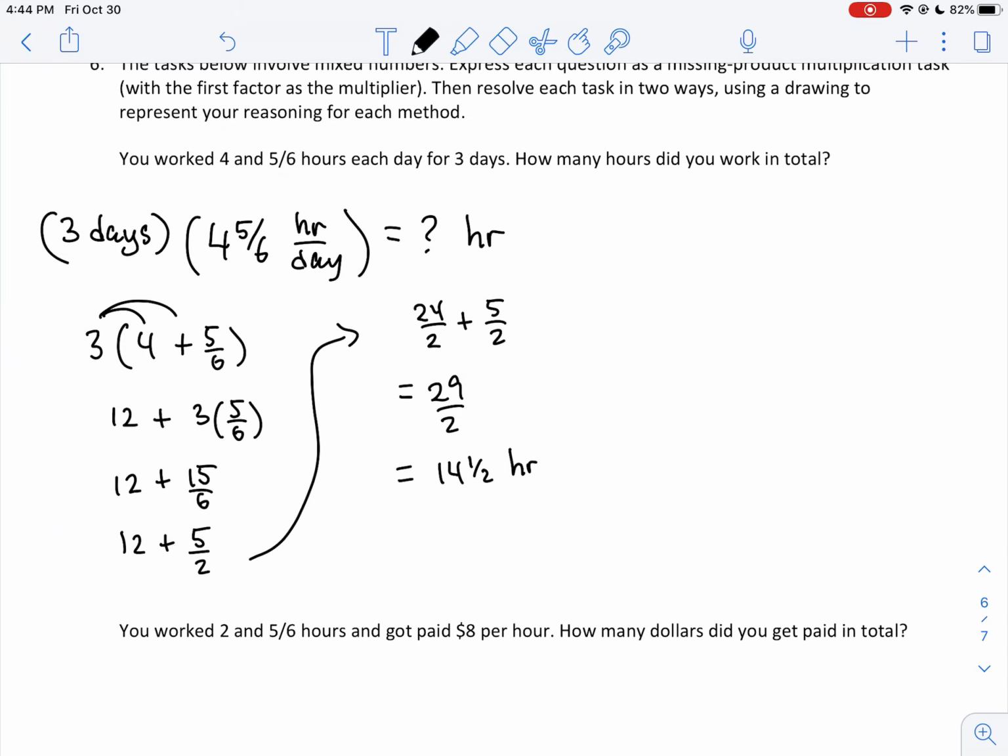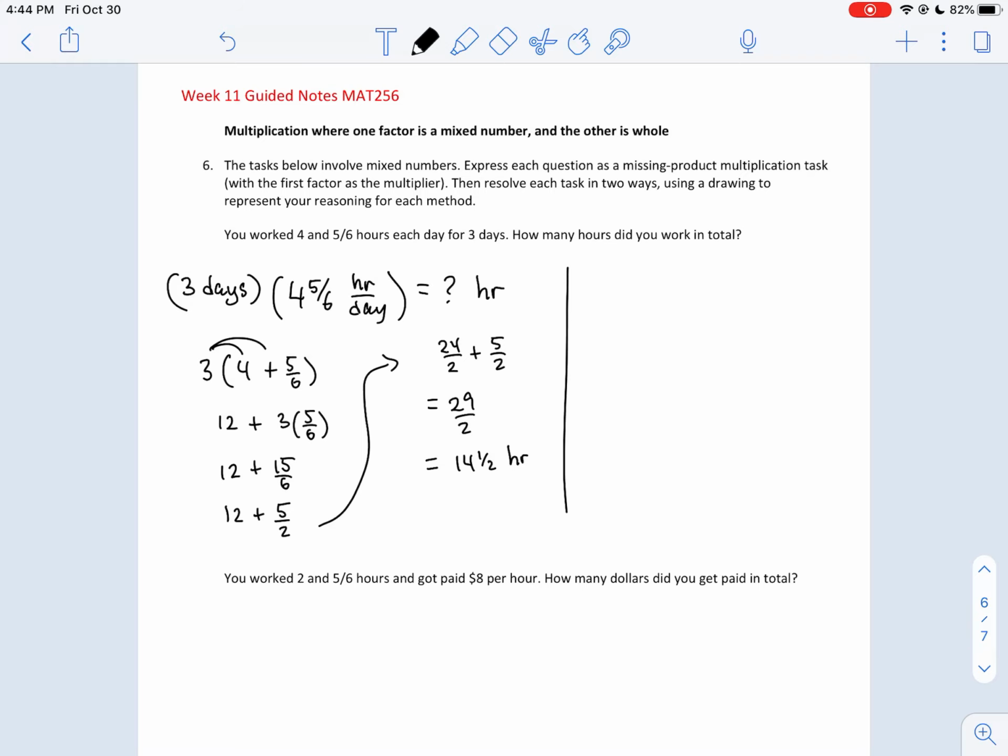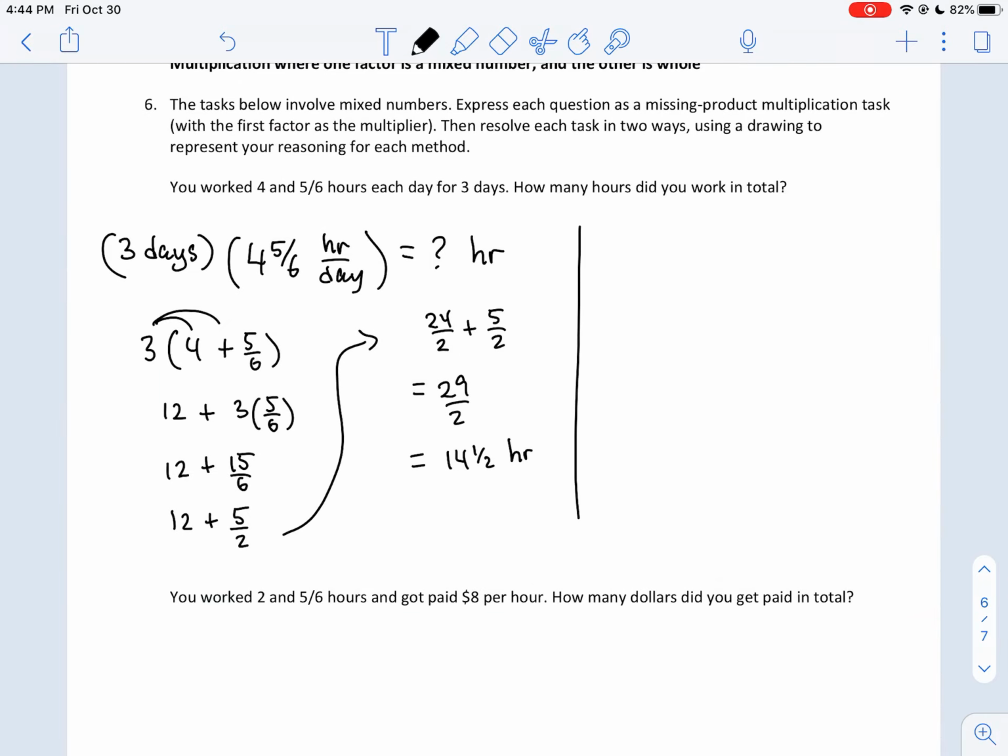This is one approach, and I'll leave the picture off. And feel free to do the same in your notes, but in your homework, follow the instructions. Now, a second way to do this one is to convert this mixed number into an improper fraction.